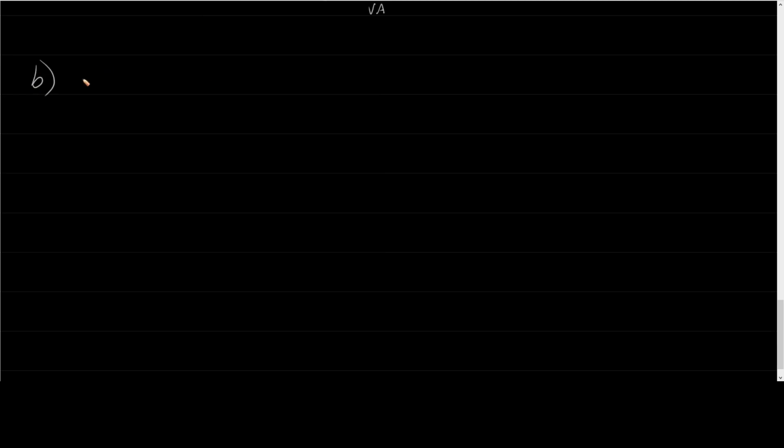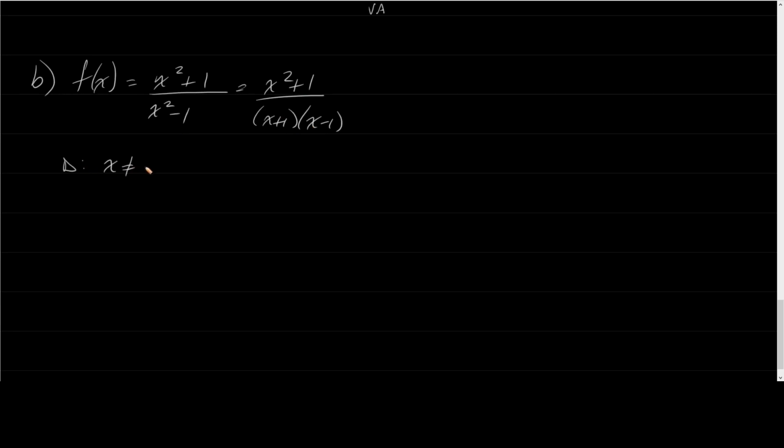B. Let's say that I had something like f of x is equal to x squared plus 1 over x squared minus 1. All right. And I'm just going to go ahead and rewrite this now as x squared plus 1 over, this bottom factors out to be x plus 1 times x minus 1, because that is the difference of squares. So in here, my domain is that x cannot be equal to 1 or negative 1, right? It cannot be equal to either one of those. Maybe I'll write them in increasing order. It cannot be -1 or 1.